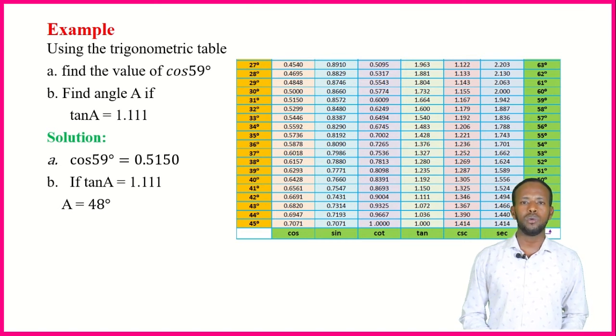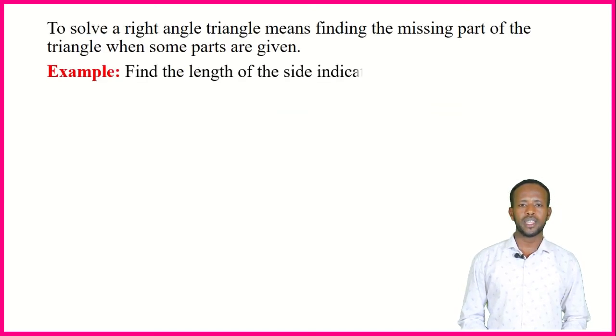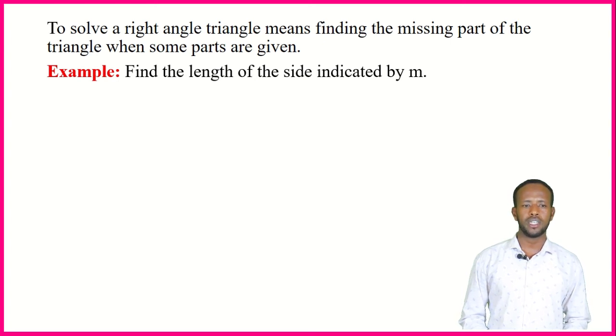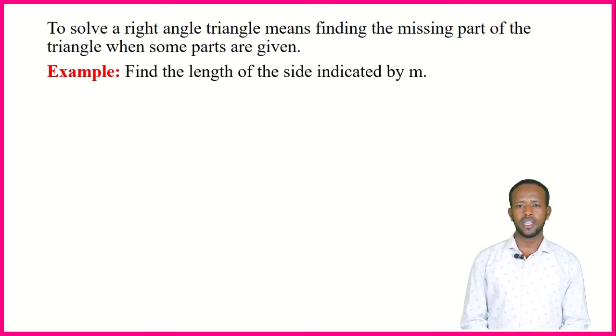Okay, now let us proceed and see. To solve a right angle triangle means finding the missing parts of the triangle when some parts are given. To solve a right angle triangle means what? Finding the missing parts of the triangle when some parts are given.